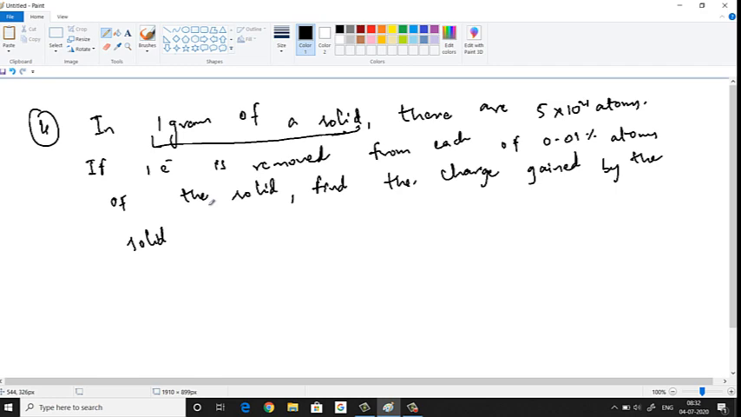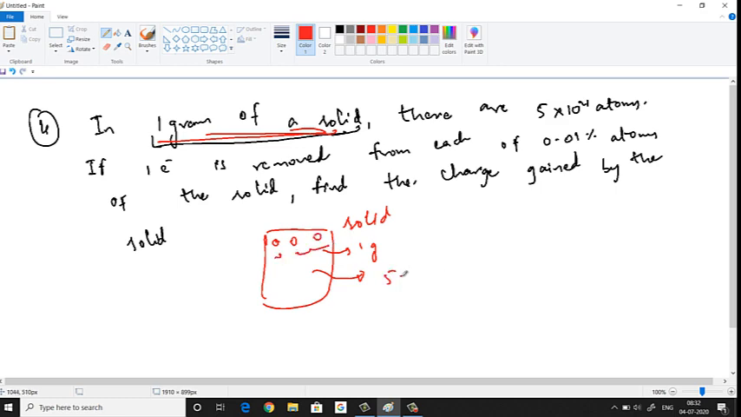So how will you solve this question? What is the information given? We have 1 gram of solid. Now this is some solid. What is the mass of this? 1 gram. So inside this there are how many atoms? 5 into 10 power 21 atoms. Now electron is removed, it seems. So 1 electron is removed from how many? Each of 0.01% atoms of the solid.